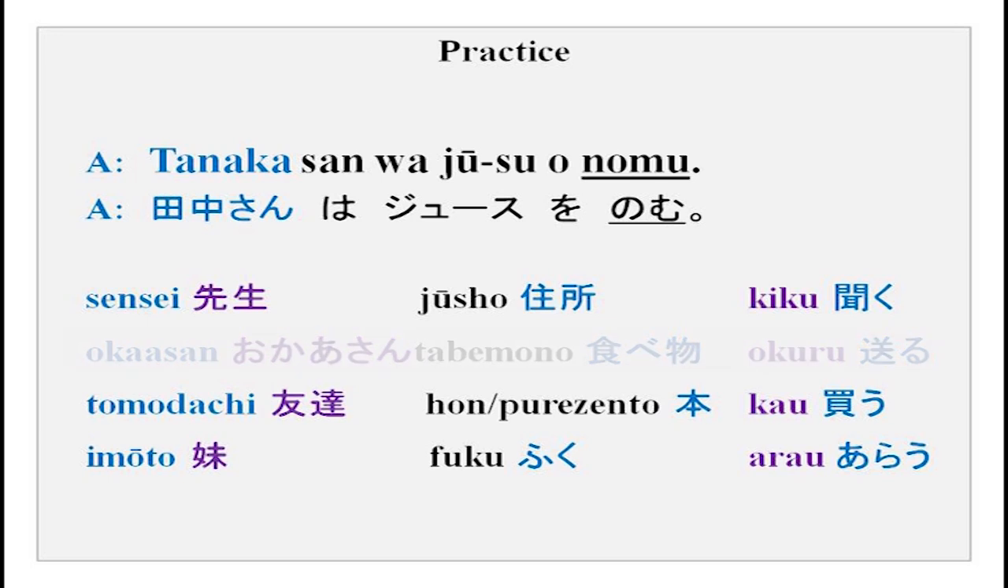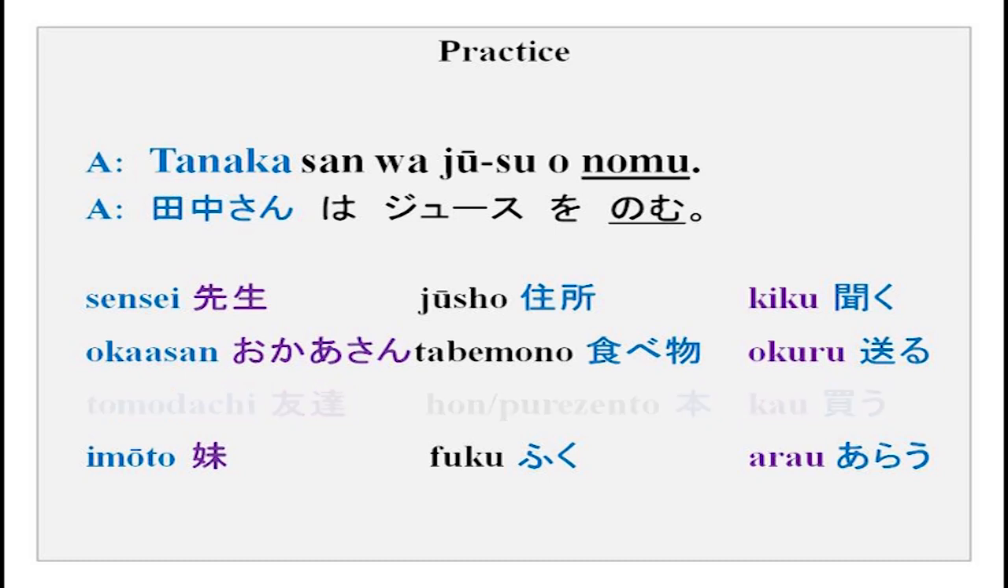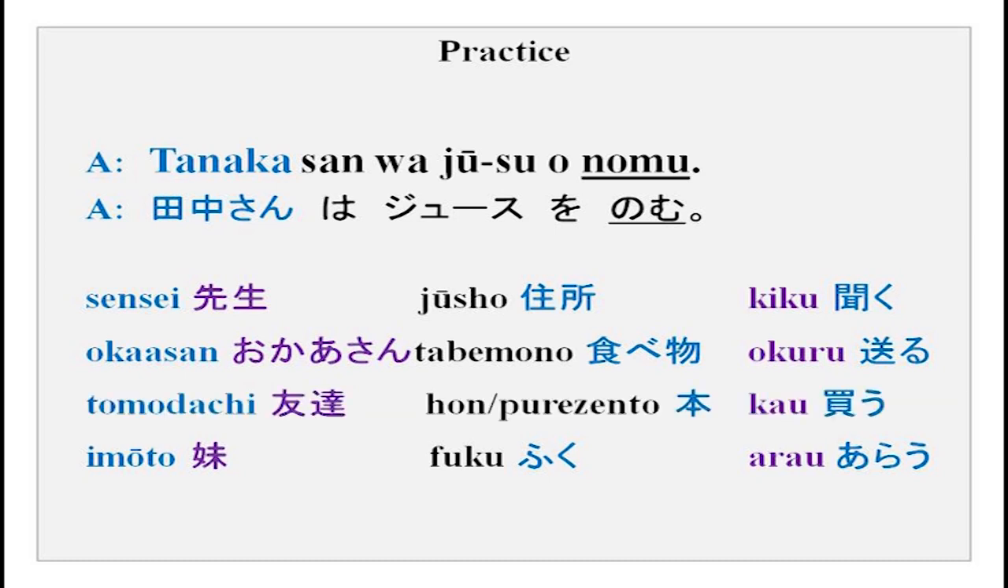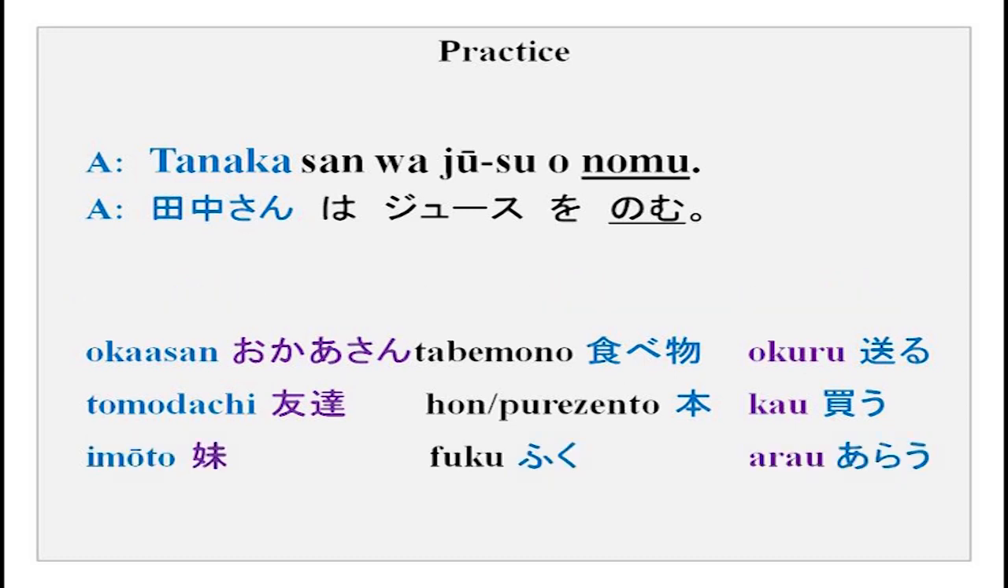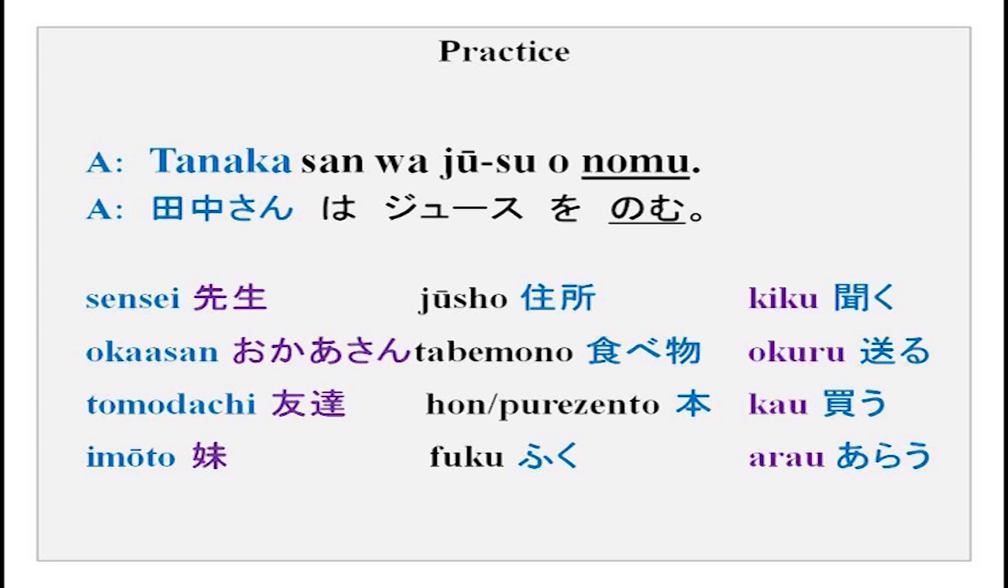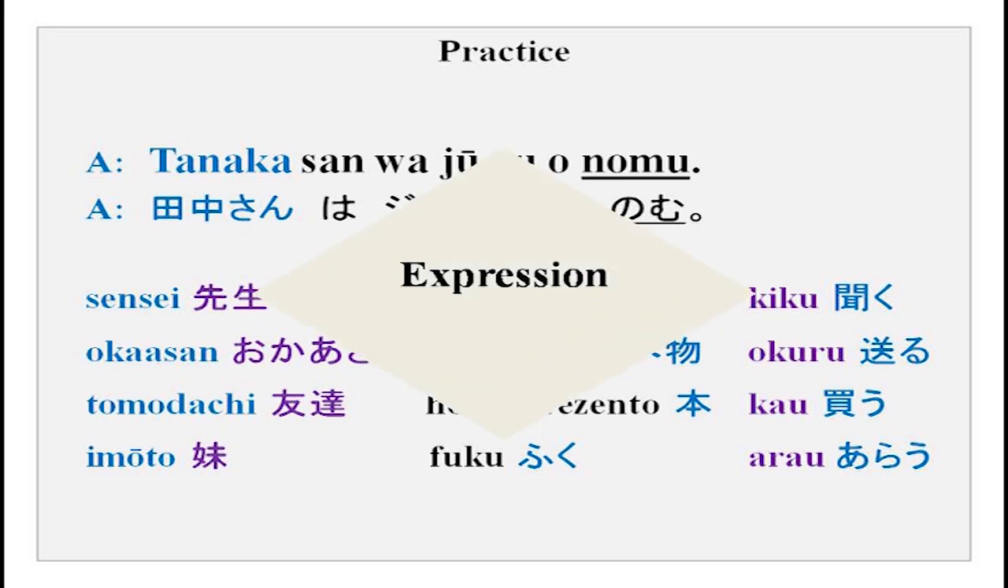Well, okusan wa tabemono o okuru. Or, okasan wa tabemono o okuru. Okasan is mother. Tomodachi wa presento o kau. Imoto wa fuku o arau. Sensei wa jūsho o kiku. So, instead of kikimasu, you can use kiku, okurimasu, okuru, kaimasu, kau, araimasu, arau in plain form.